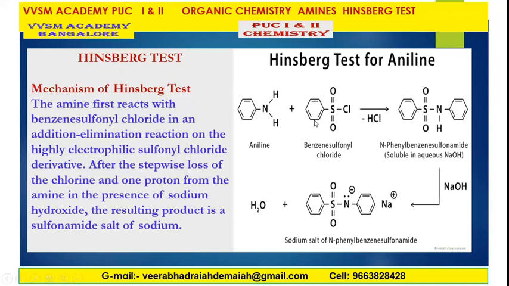So this is the Hinsberg test for aniline, an aromatic amine. Aniline reacts with benzene sulfonyl chloride, removing a hydrogen chloride molecule, to give N-phenyl benzene sulfonamide, which is soluble in aqueous sodium hydroxide solution. It gives the sodium salt of N-phenyl benzene sulfonamide and water. This is the Hinsberg test for aniline.